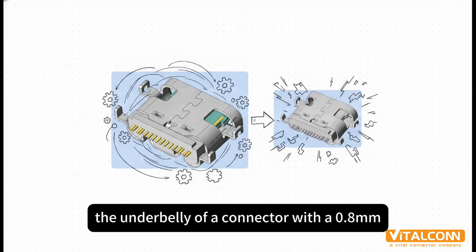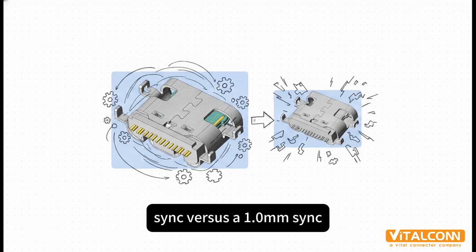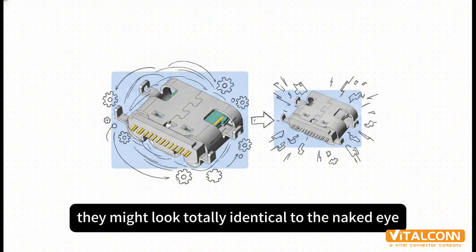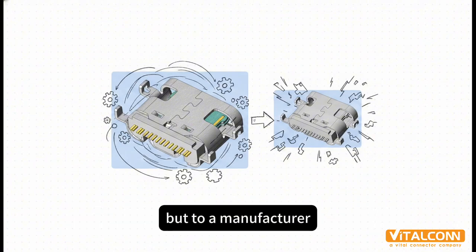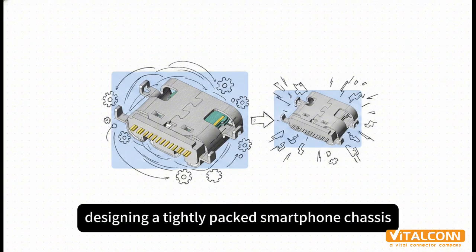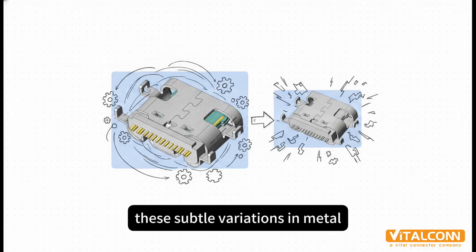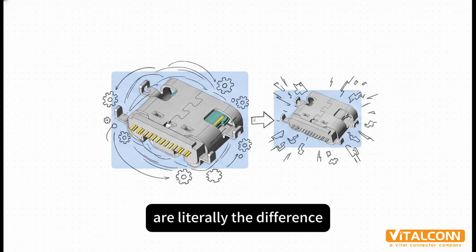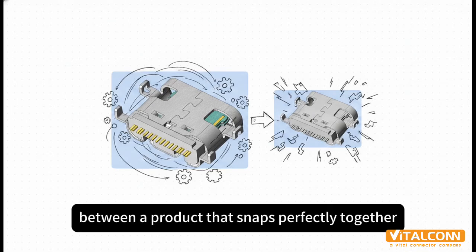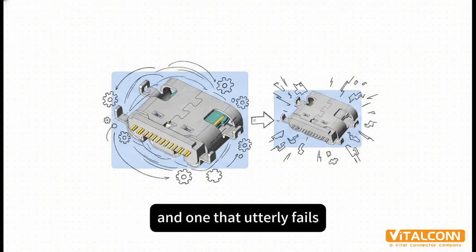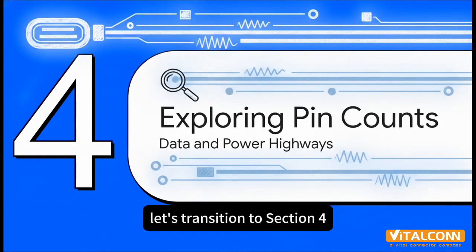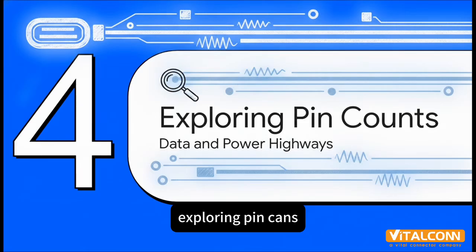The underbelly of a connector with a 0.8 millimeter sink versus a 1.0 millimeter sink might look totally identical to the naked eye, but to a manufacturer designing a tightly packed smartphone chassis, these subtle variations in metal shielding and board cutouts are literally the difference between a product that snaps perfectly together on the assembly line and one that utterly fails. Let's transition to Section 4, Exploring Pin Counts.